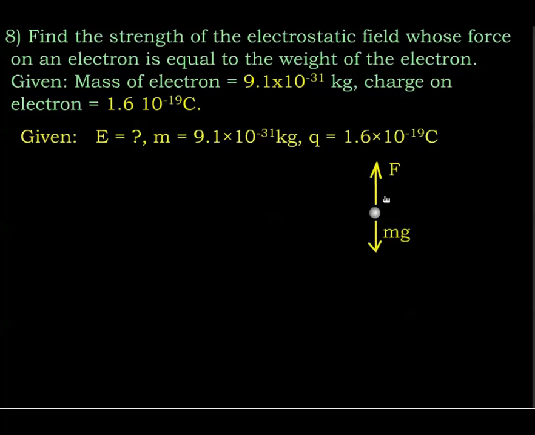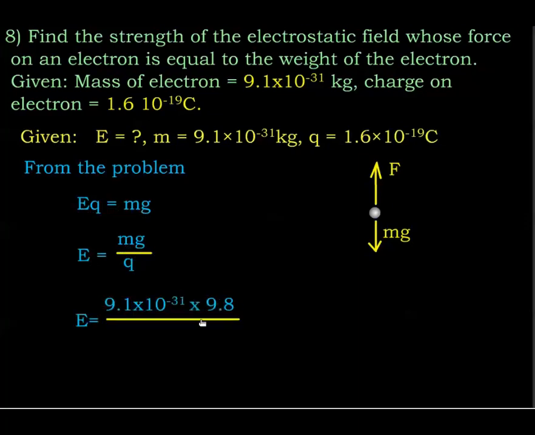Here the electrostatic force is balanced by the weight of the electron. So from the problem, EQ, this is electrostatic force, is equal to weight mg. We need E, so cross multiply and substitute for m, g and q. We will get 9.8 divided by 1.6 into 10 to the power of minus 19. Now E is equal to 55.74 into 10 to the power of minus 12. The unit is Newton per coulomb. So this is the problem.